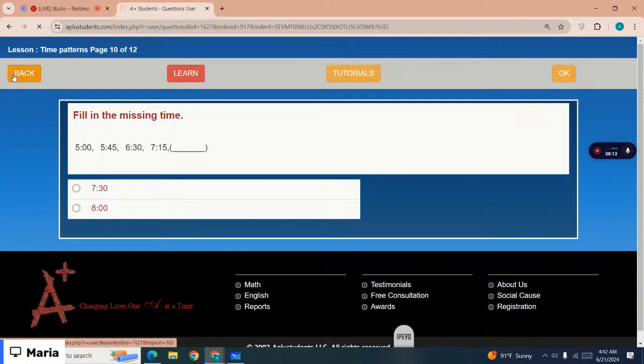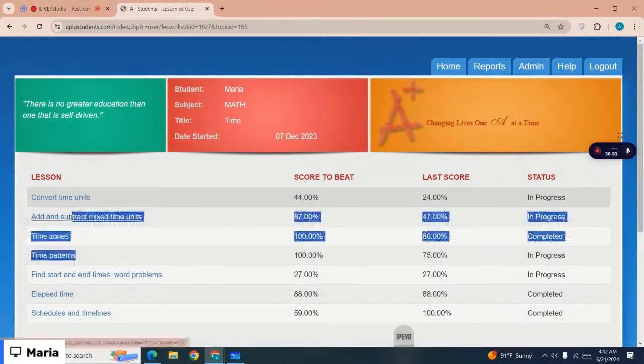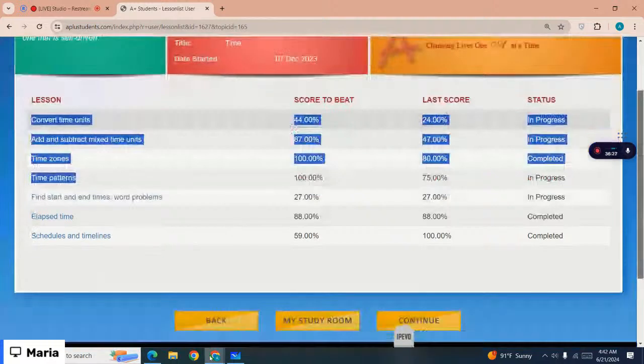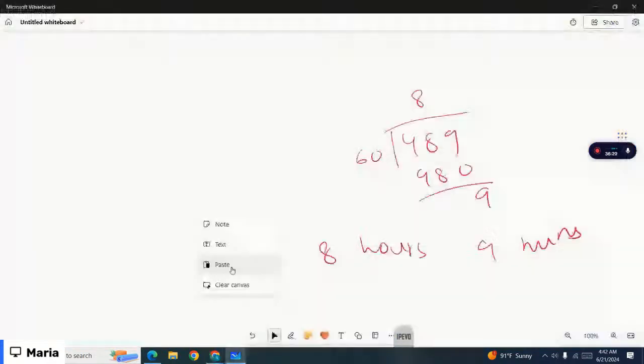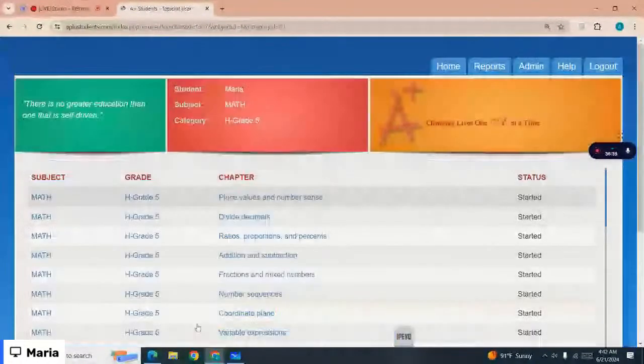So we were working on grade 5 math. The chapter we were working on is time. The lessons we have covered today are convert time units, add and subtract mixed time units, time zones, and time patterns. So please make sure before the next session, you complete all the practice questions for the lessons we did today. That is your homework until next session, right?